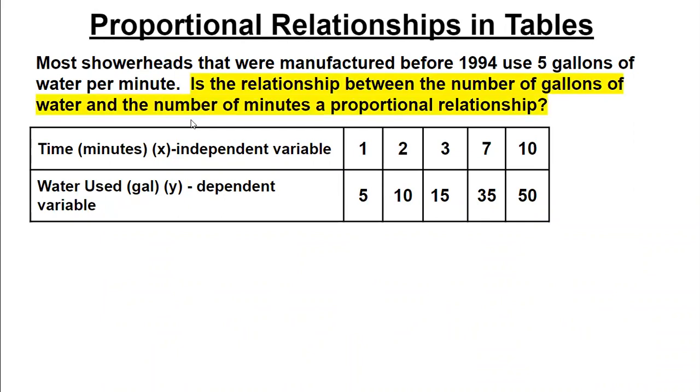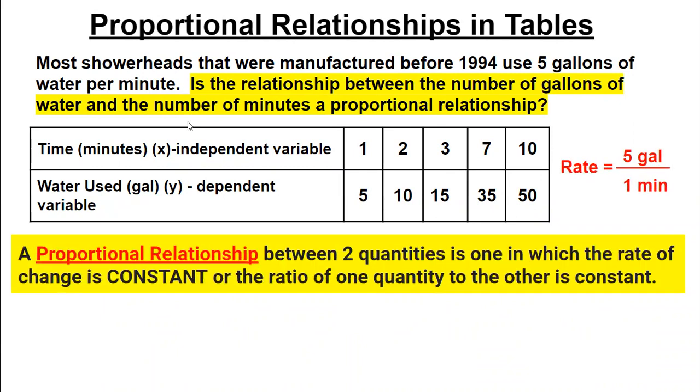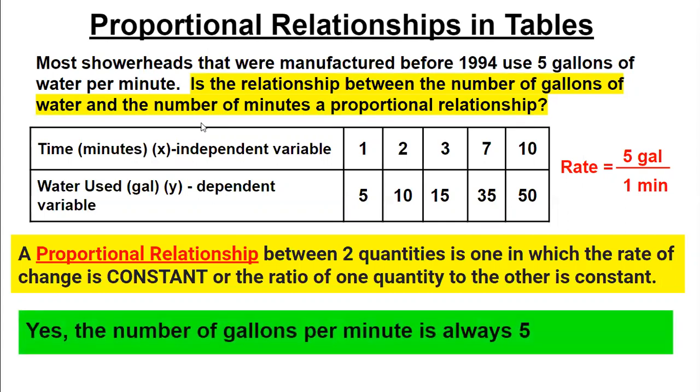Is the relationship between the number of gallons of water and the number of minutes proportional? That's the part we're going to figure out now. There's our rate again. A proportional relationship, remember, is between two quantities when the rate of change is constant, or the ratio of one quantity to the other is constant.